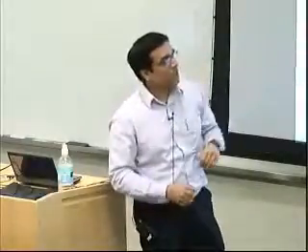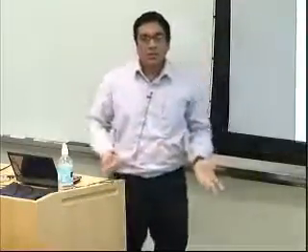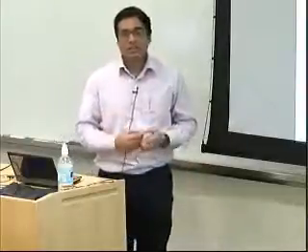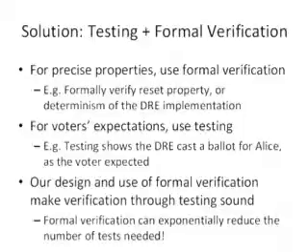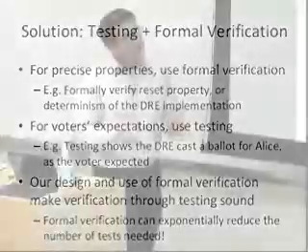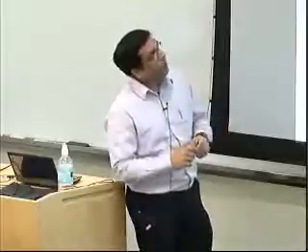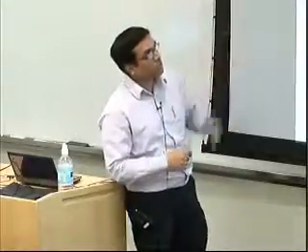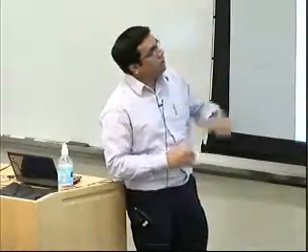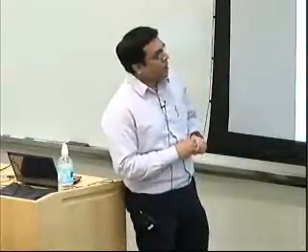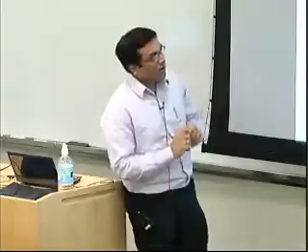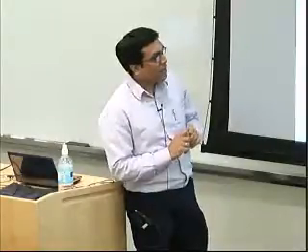The problem is that you don't know how many tests you need, right? So how much testing is sufficient to prove correctness? So that's where our combination comes in. We combine the two to get rid of the problems of each one, right? So for precise properties, we use formal verification. To deal with voter expectations, we'll use testing by humans. And I'll show you in the next few slides how we do this exactly.